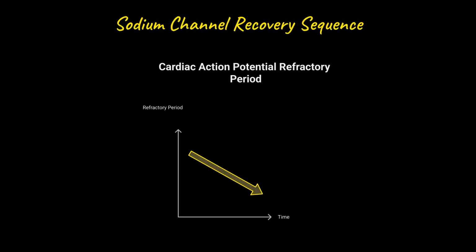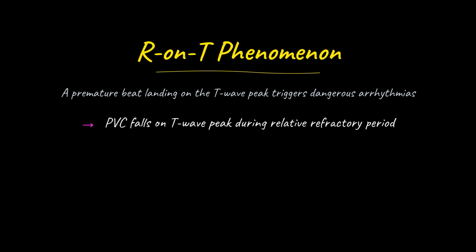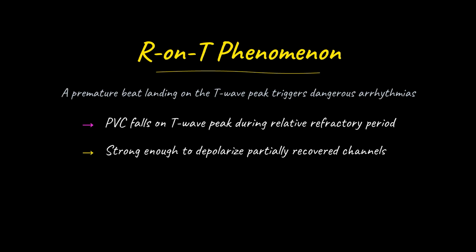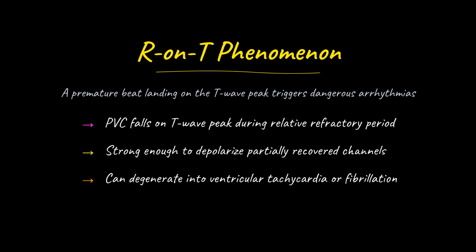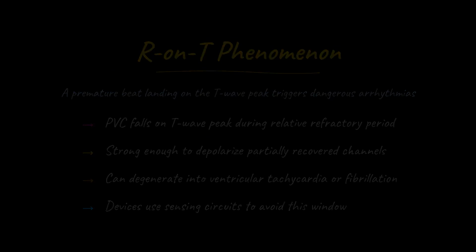On the action potential curve, the relative refractory period occupies the downslope of repolarization on the surface EKG. This maps to the T wave, and critically, the peak of the T wave marks the most vulnerable point of partial recovery. This is the R-on-T phenomenon. A premature ventricular contraction that lands on the T wave peak hits the cell at peak vulnerability. The result can be ventricular tachycardia or ventricular fibrillation, which is exactly why pacemakers and defibrillators use sensing circuits to avoid delivering energy during this window.